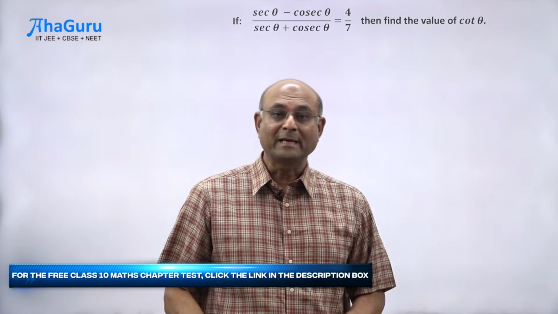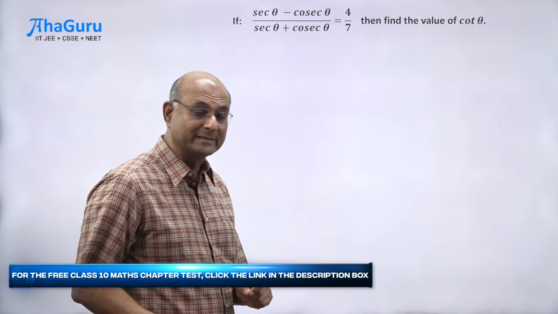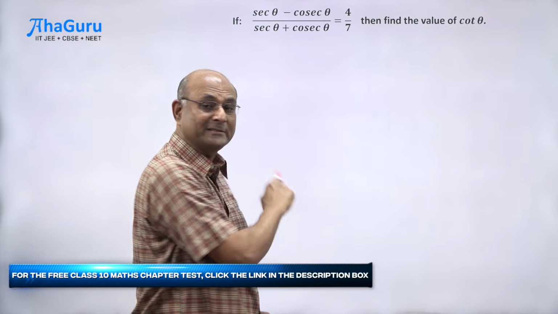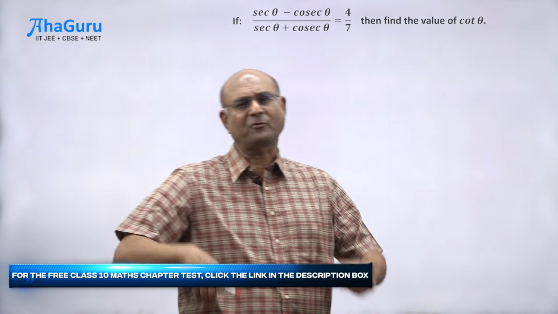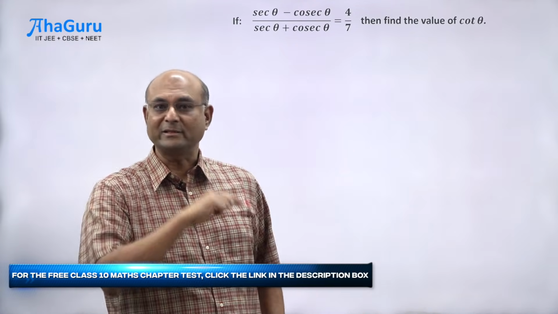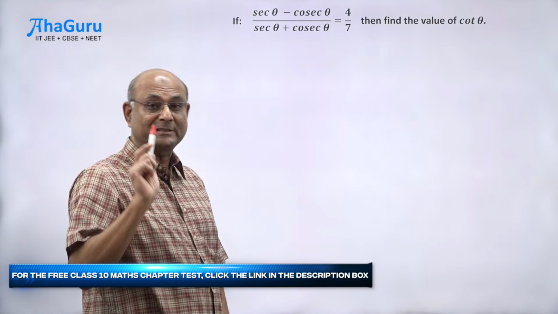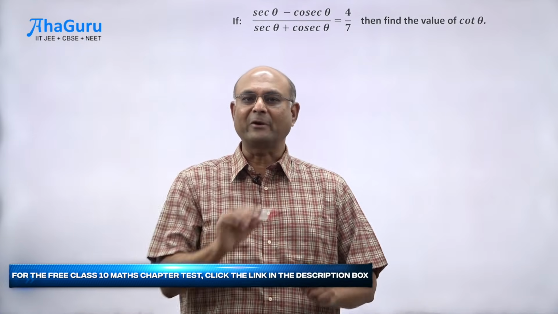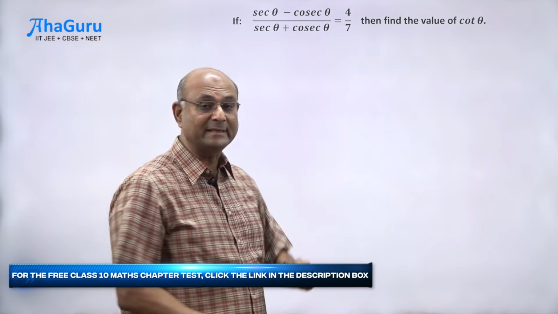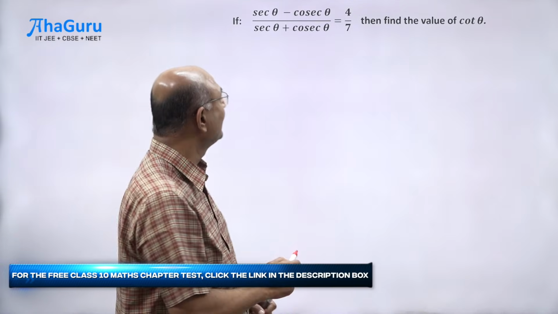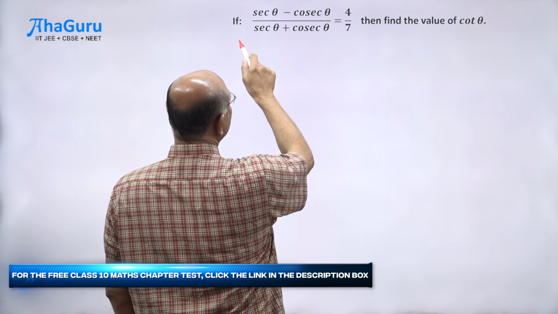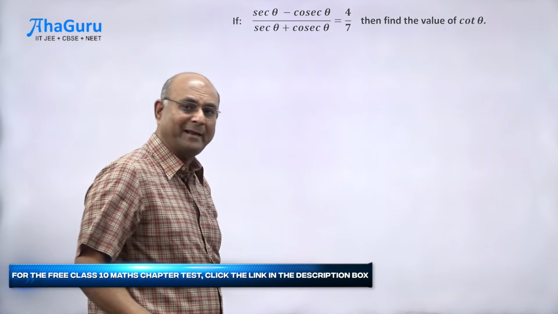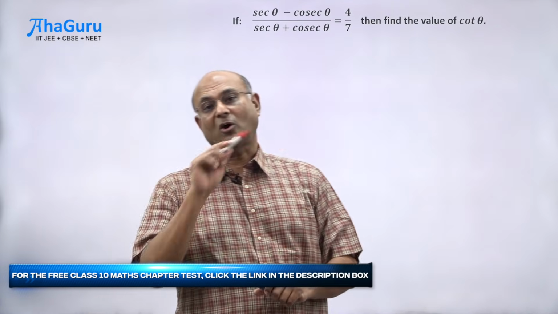In the board exams, they often give you questions that look like this, where they give you the value of an expression and ask you to find the value of cot theta, tan theta, cos theta, and so on. Okay, let us now look at this question, and we will see how we can use Componendo Dividendo to solve these kinds of problems very quickly. If secant theta minus cosecant theta by secant theta plus cosecant theta is 4 by 7, then find the value of cot theta.